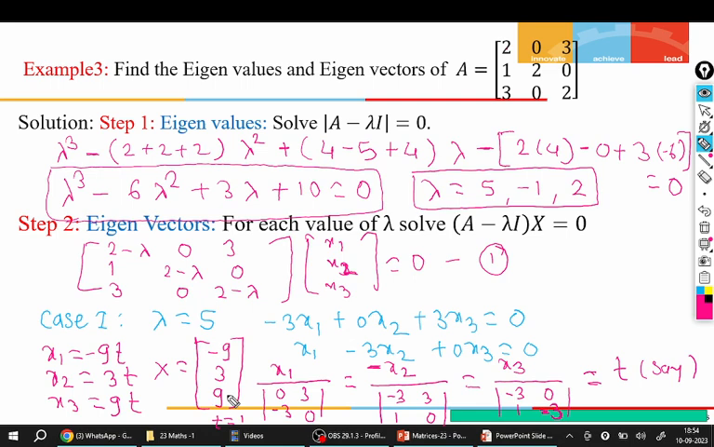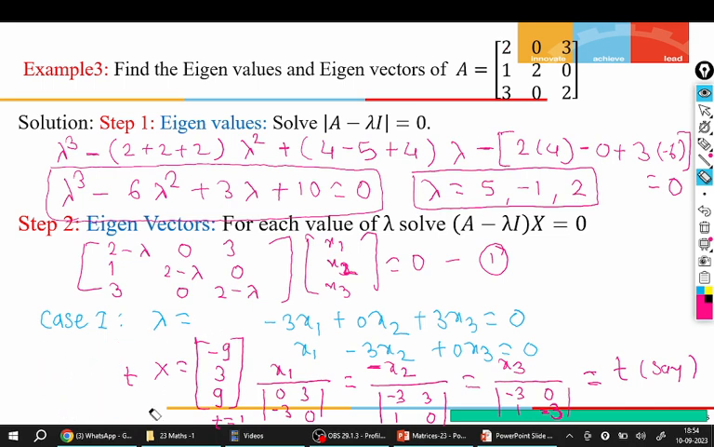So we completed case 1, lambda equal to 5. We have to do this same thing for lambda equal to minus 1 and lambda equal to 2 both. I will show you one more, say minus 1, and you can take lambda equal to 2 as self-study. You can do it on your own. I will show you the answers, but don't worry. So case 2, I am going to do it.